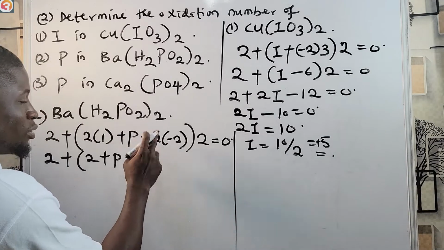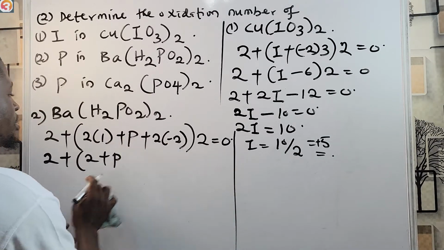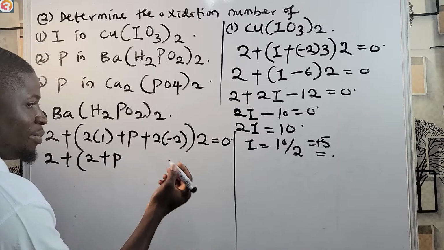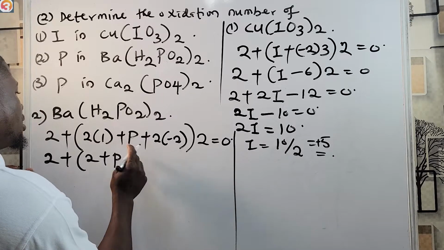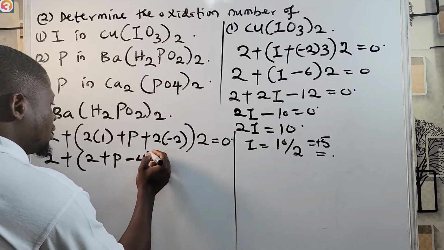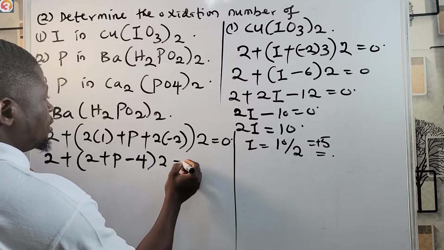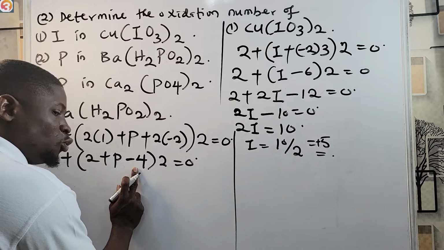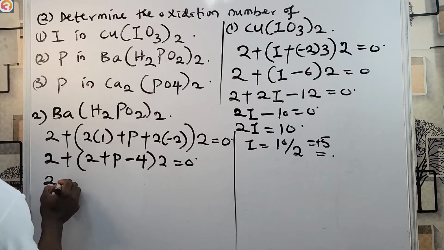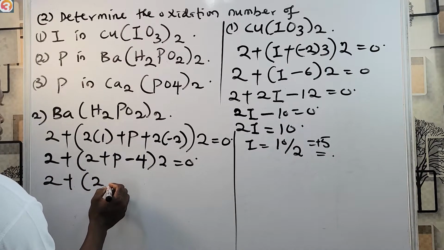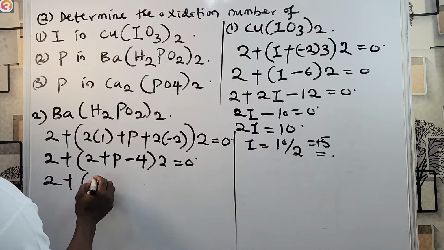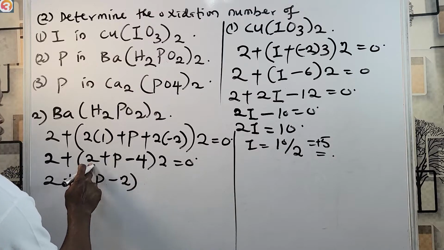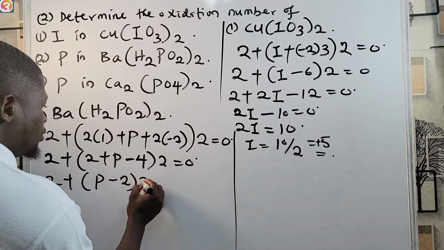Plus times minus is also minus. So I do not want to put plus times minus again. We are past that level. We have already done all those. So now I'm going to have P minus 4 now. All in bracket, then 2 is equal to 0. Now 2 minus 4 here is minus 2. So I'm going to have 2 plus P minus 2, because 2 minus 4 is minus 2. Then 2 is equal to 0.